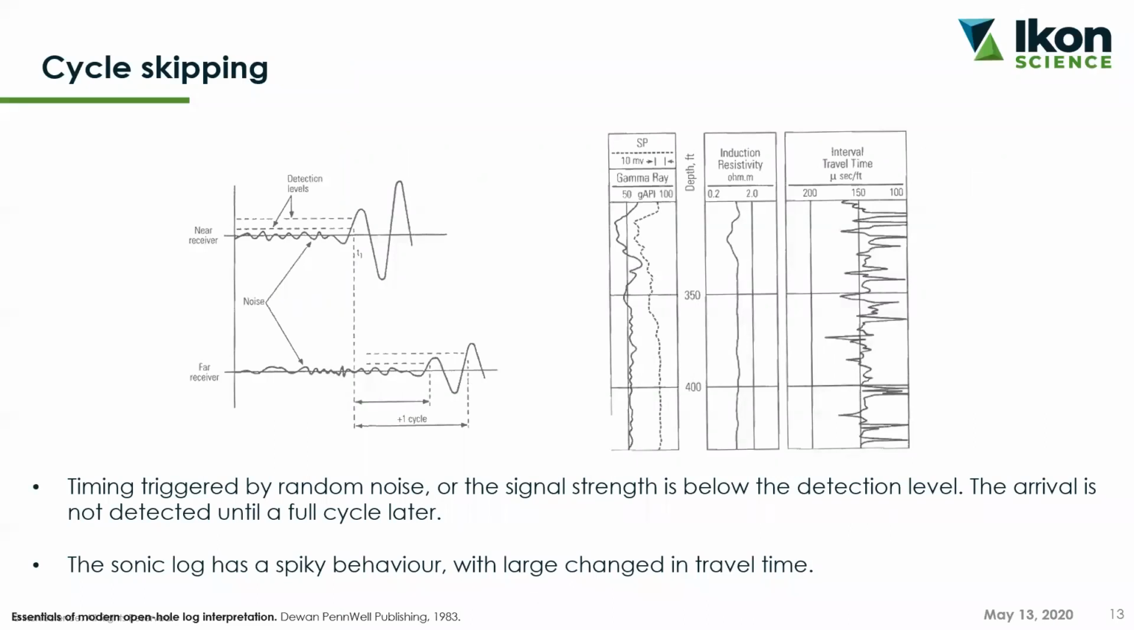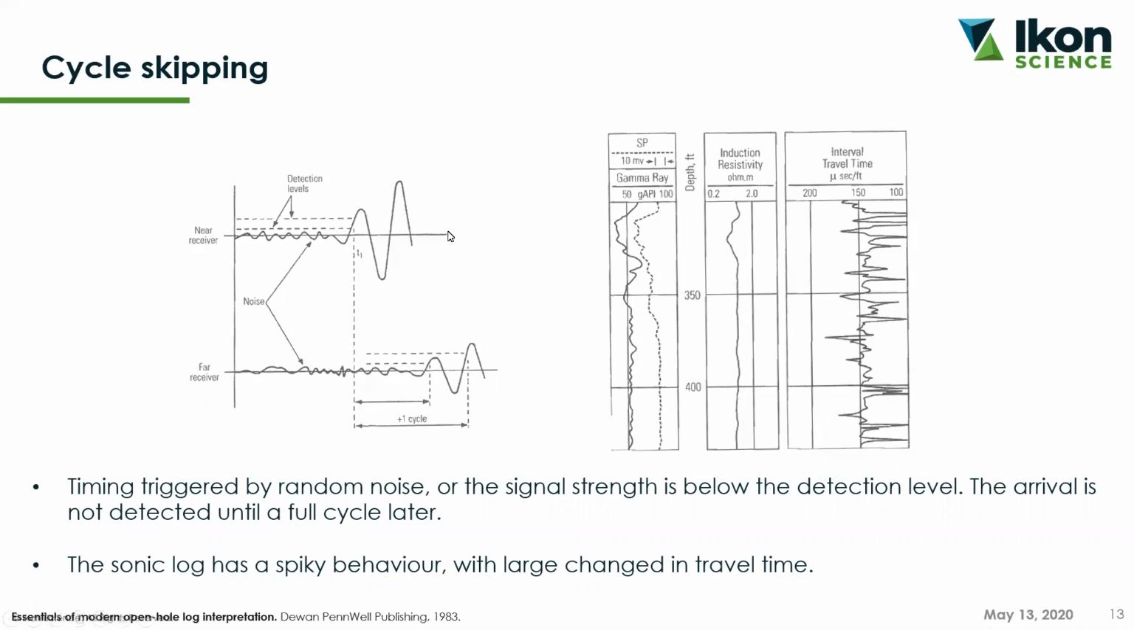Another issue that we can see sometimes is cycle skipping. This is the occurrence of a failure in the thresholding to detect the first cycle of the wave's first arrival. Triggering may then occur at a second or even a third cycle, and this causes a marked and sudden shift to higher sonic values, followed by a shift back again to the correct values.